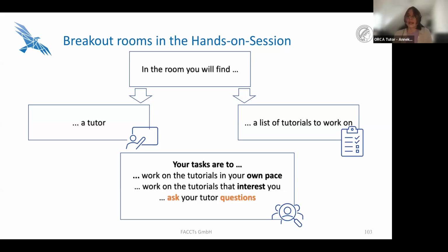That's totally fine. And then most importantly, because your tutors shouldn't get bored, ask your tutors quite a lot of questions. So always, if something is not clear, if something is not working, or if you have just a general question, ask them. They are happy to help, and they are there to help.